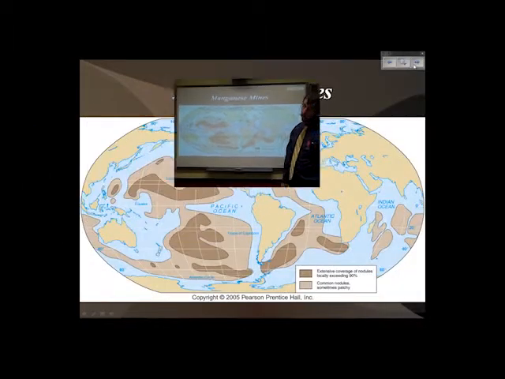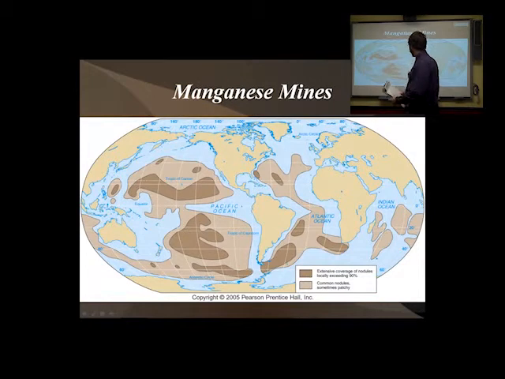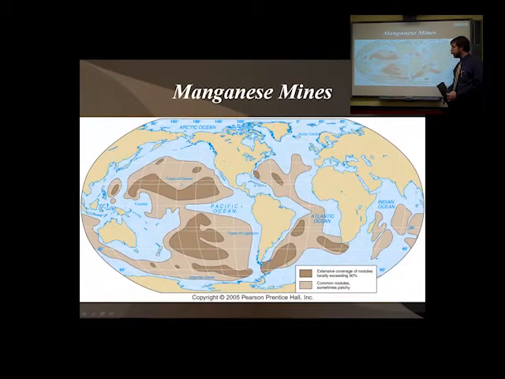Manganese! Here's a picture showing where the majority of the world's manganese nodules are found. You'll notice a lot of them are happening in the Pacific Ocean. Many of them are happening in the tropics regions. That is because of the warmer waters. You've got more chemical reactions happening.